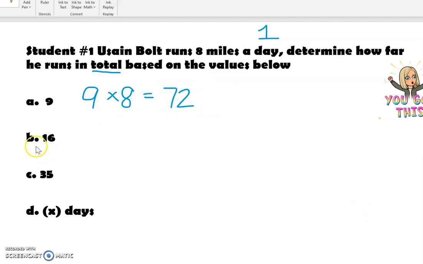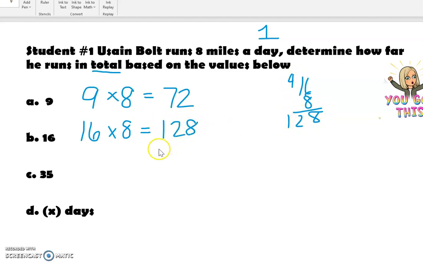If I want to figure out how far he runs in 16 days, I take 16 days, I multiply it by 8 miles for each of those. And I'm going to have to do out my multiplication here to the side. 128. C, how far will he go in 35? So I take the 35 days and I'm multiplying it by 8 miles a day. Again, when you're multiplying, you're going to want to show your work out here to the side.